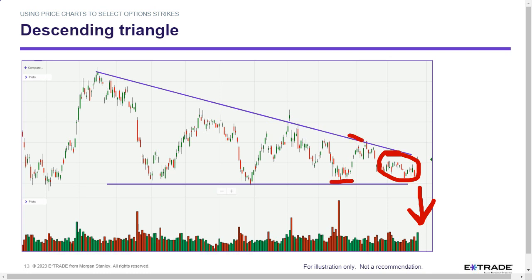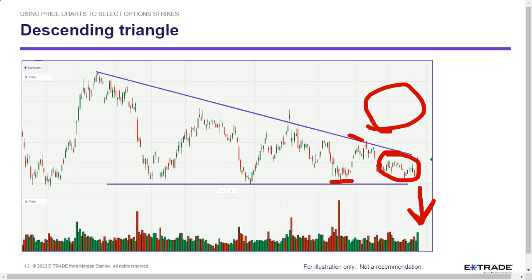I may do something as simple as buying a call on support and then selling it when it gets to resistance. Or I may choose a spread where I don't expect the stock to be up above the resistance. And I can choose a strike price then that takes that into account.